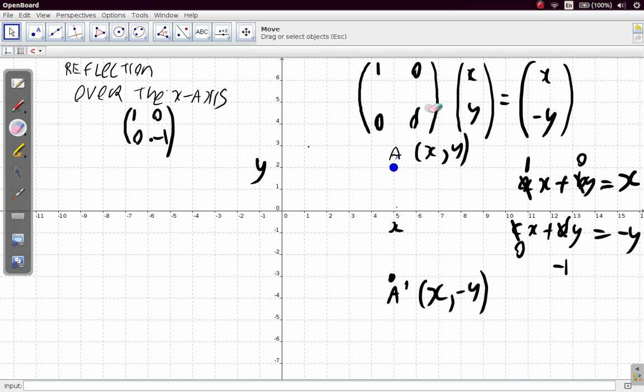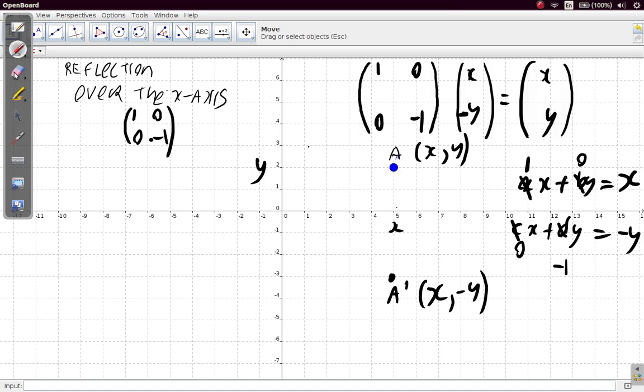So D is negative 1. So again, you have the matrix 1, 0, 0, negative 1 as a translation matrix for a reflection over the x-axis. Alright? Now, here, if you have x, negative y reflected, then what you would get is x, negative y multiplied by 1, 0, 0, negative 1, and what you get is x, y.